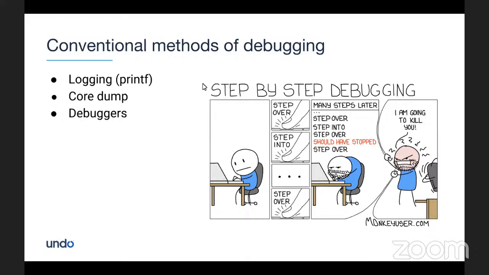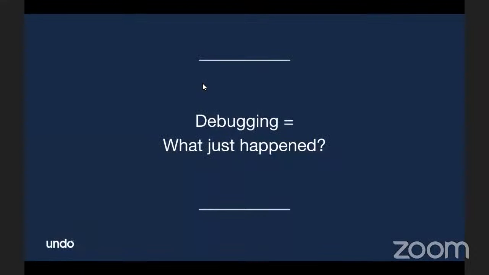So these three methods are certainly useful, but they have constraints which can make getting to the root cause difficult. So how else can we approach these sorts of problems? Certainly the strategy for finding root cause is really all about finding out what just happened, what happened just before this point of failure.